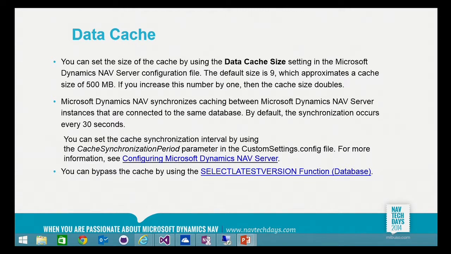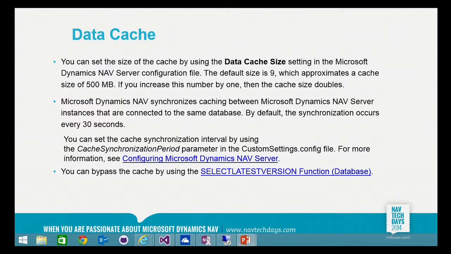But 9 actually means 2 to the power of 9. So if you, for example, have a server with a lot of RAM, you can increase it to 10, and that would mean that the server will cache up to 1 gigabyte of result sets. And of course, you can do vice versa. If you don't have enough memory, you can reduce it.